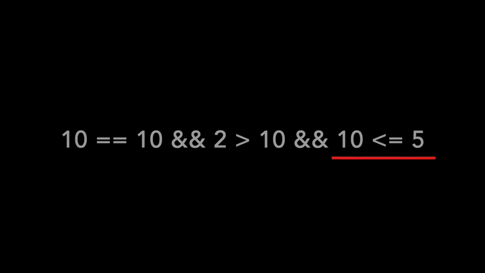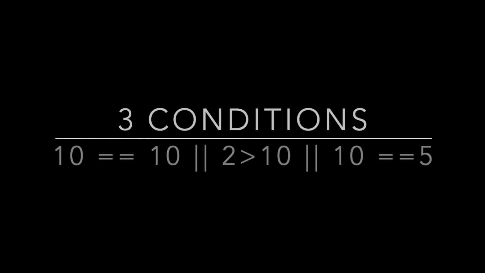Now I'm going to give you an example of how the OR operator works. If at least one condition is met, it returns a true. So in this example, I have 3 conditions. The first one being 10 equal to 10. Then I have the OR operator.